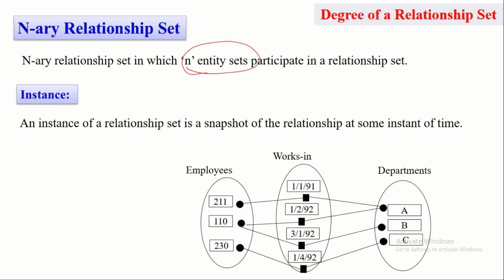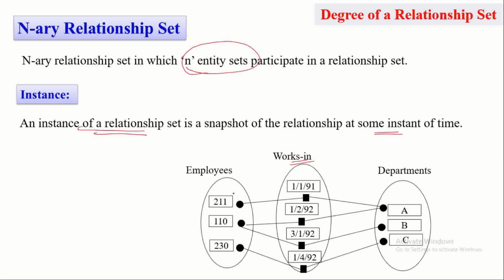Let's now discuss what an instance of a relationship set is. An instance of a relationship set is a snapshot of the relationship at some instant of time. Here, the instance of the works in relationship set shows its snapshot. For simplicity, the instance diagram is drawn only with the SSN of the employee and the department ID of the department entity set.